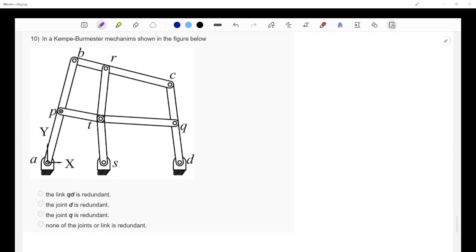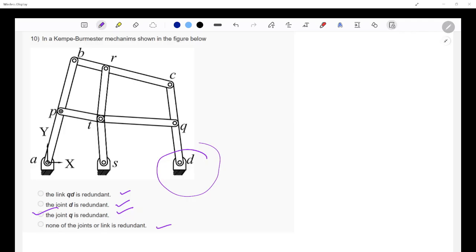Okay, so in a Kempe-Burmester mechanism shown in the figure below, the link QD is redundant, joint D is redundant, joint Q is redundant, or none of the joints are redundant. This is directly from the slide. If you remember it, it's just about when you have read the lecture. In the Kempe-Burmester mechanism, constraint Jacobian analysis shows that the joint at D is redundant.